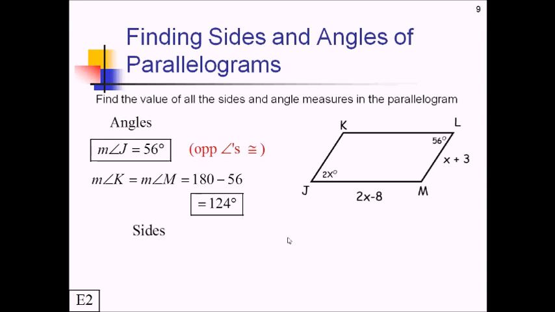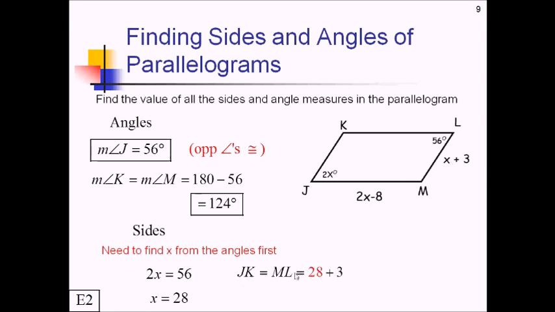How about the sides? Now we need to figure out what the value of x is. So we'll just use the x from this angle in these side expressions here. So we can say 2x equals 56. So now we can solve for x. X is going to be 28. And 28 is just a number that we're going to plug in to find the value of all these different sides. So for JK and also for ML, we just have to do x plus 3, 28 plus 3. That's 31. And for KL and JM, it's going to be 2 times 28 minus 8. So that's 56 minus 8, 48.